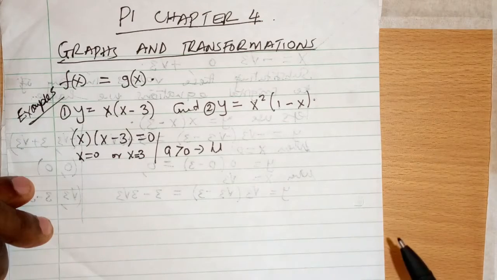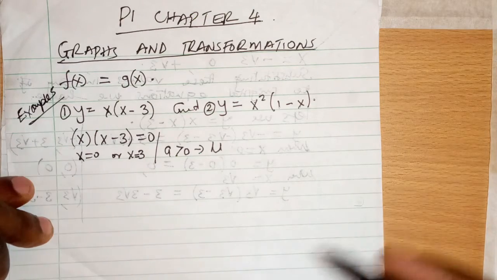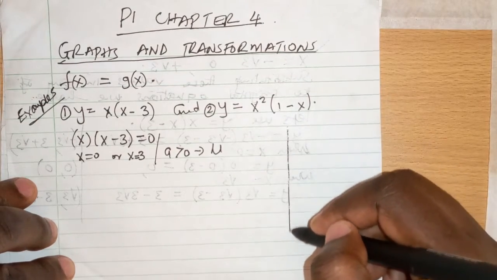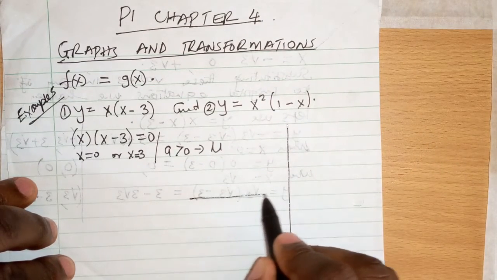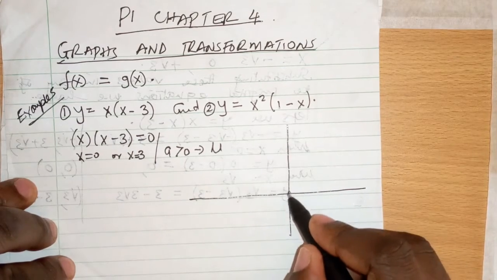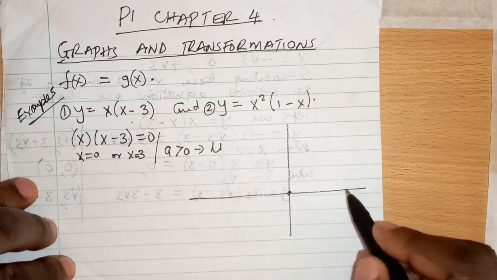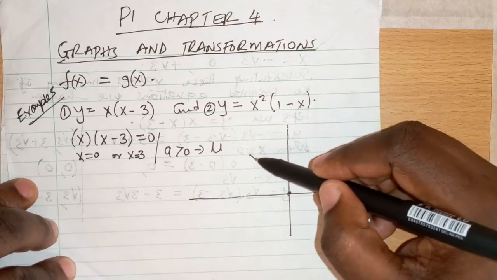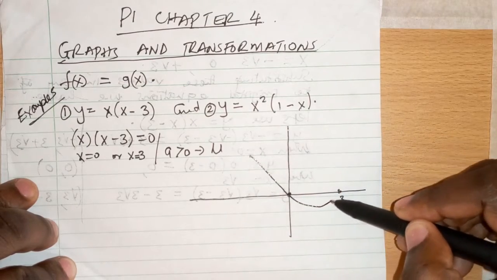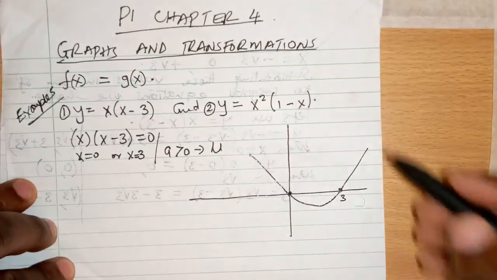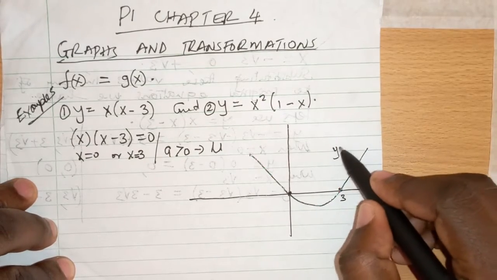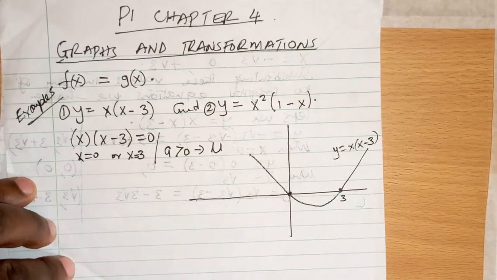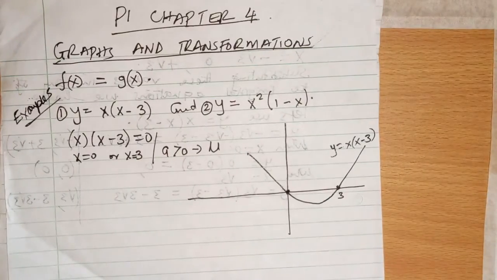If you want to sketch that, we will have something that looks like this. 0 is one point where the graph passes the x-axis, and 3 is another point. So it is U-shaped. Remember, it's a sketch, it's not supposed to be very accurate, but of course you must name it: y = x(x − 3). Fine. What about the other one?